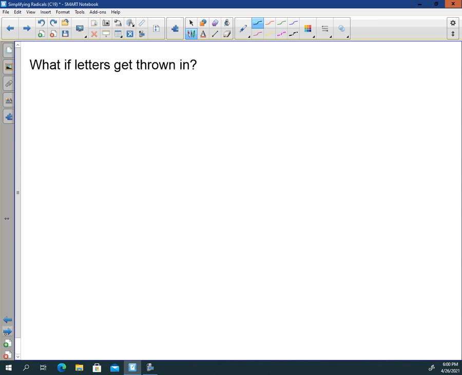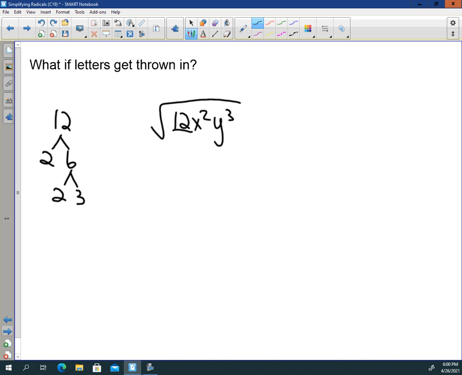Okay, here's the last thing. What if a letter gets thrown in? So in other words, what if we have something like this? Let's say 12x squared y cubed, and we want to find the square root of that. It's basically exactly the same thing, except you kind of have to do things separately. So the first thing to do is to prime factor the 12, as if it was by itself. So 12 is 2 times 6, and 6 is 2 times 3, and there's your primes, okay?